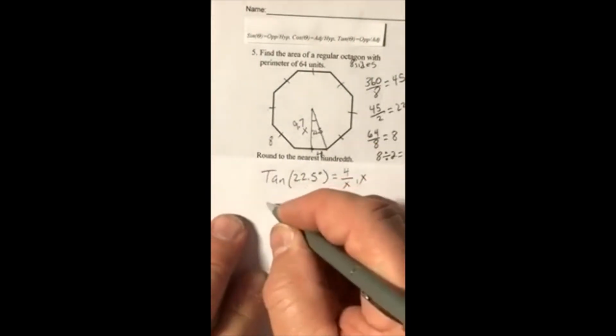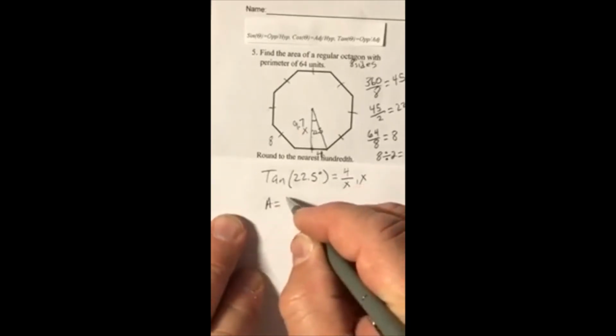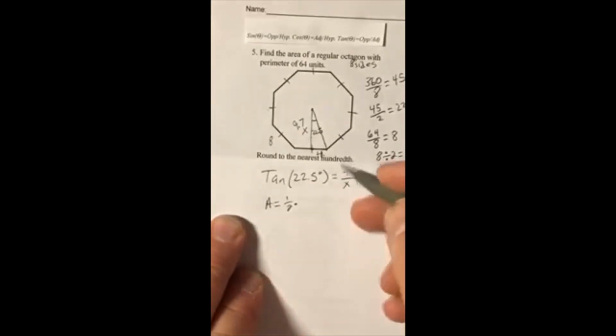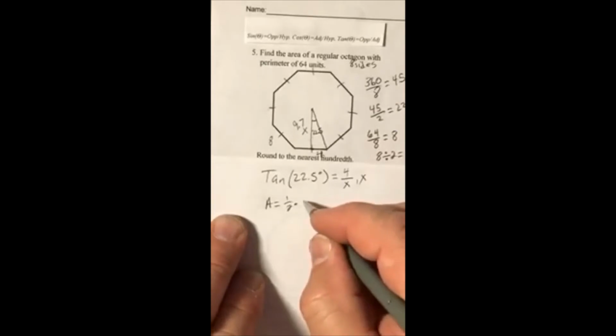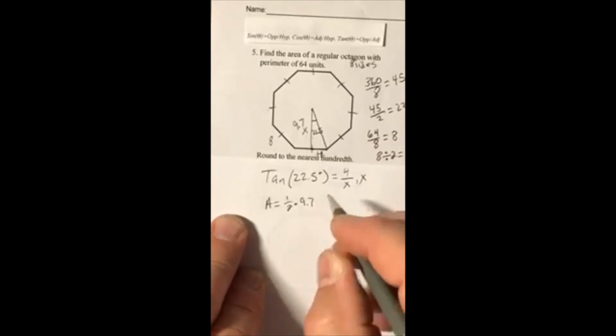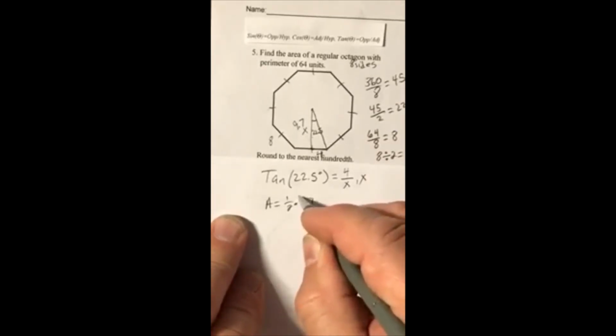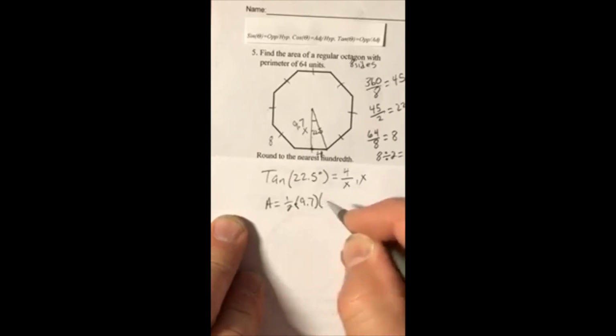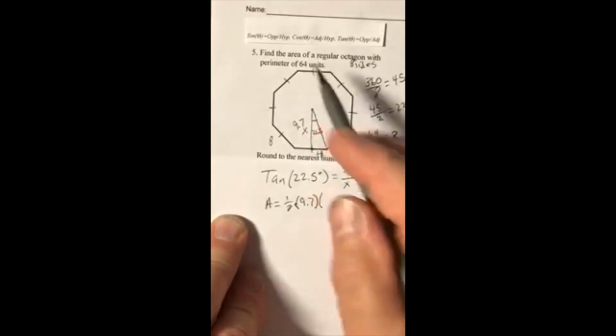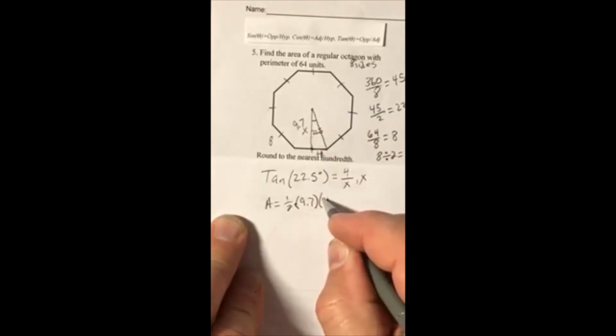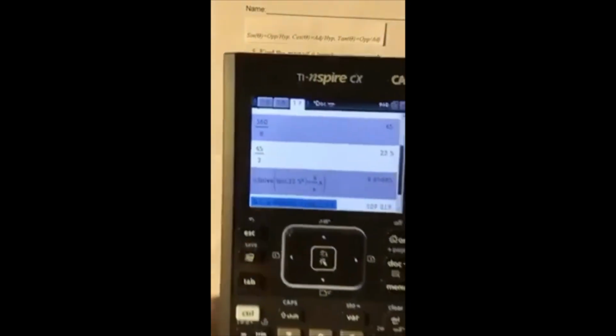So the area of this figure is found by taking 1/2 times the apothem that we just found, and I'll abbreviate on paper. Let me just use parentheses here. Times, we already know the perimeter, 64.